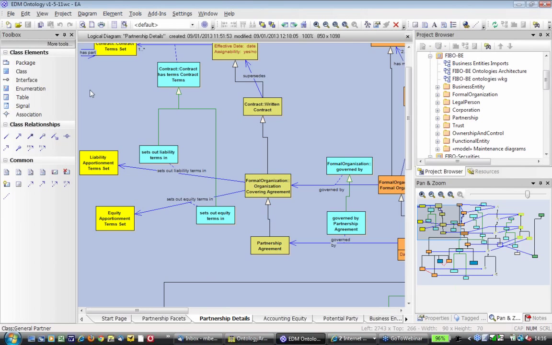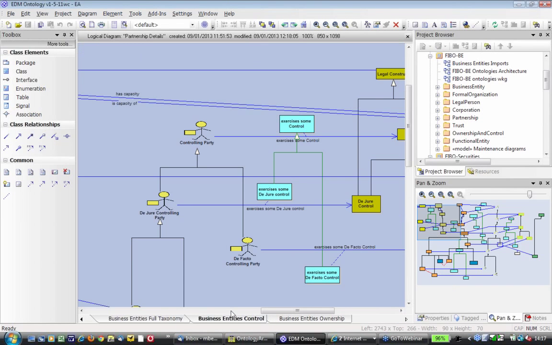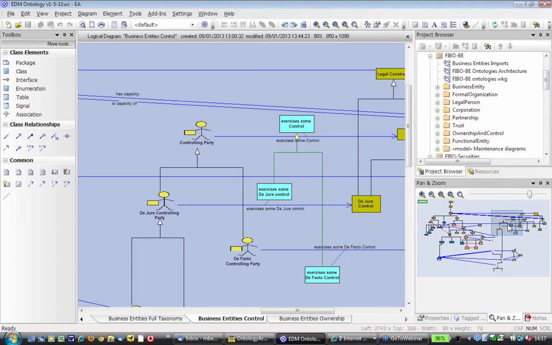Also, as I mentioned, we talked about how the organization covering agreement has terms about the apportionment of liability and terms about the apportionment of equity. We probably need to spend a bit of time later on expanding that both for partnerships and also for trusts, as we talked about before, and look at what, if any, refinement is needed on these kinds of sets of terms. At the moment, we've simply asserted that they exist. So that gives us some clarity. This is really just implementing the fairly clear and detailed input that we got last time on the kinds of ownership and the kinds of control that exist for partnerships, and therefore which are not restricted to just limited companies or just formal organizations or whatever.